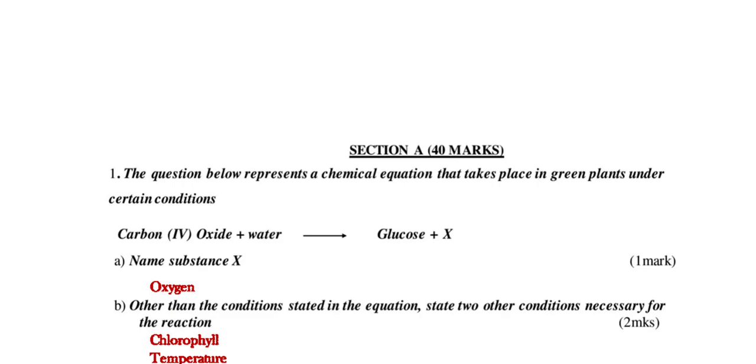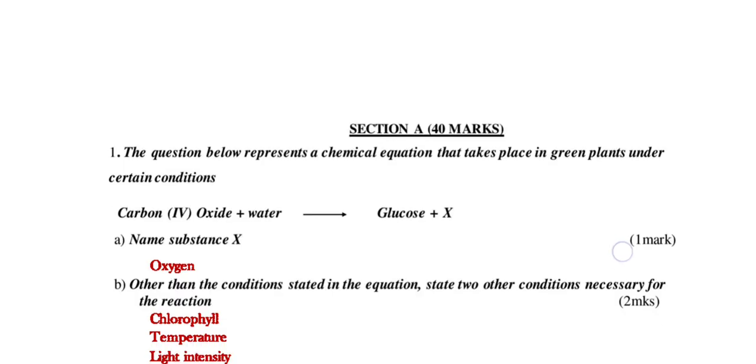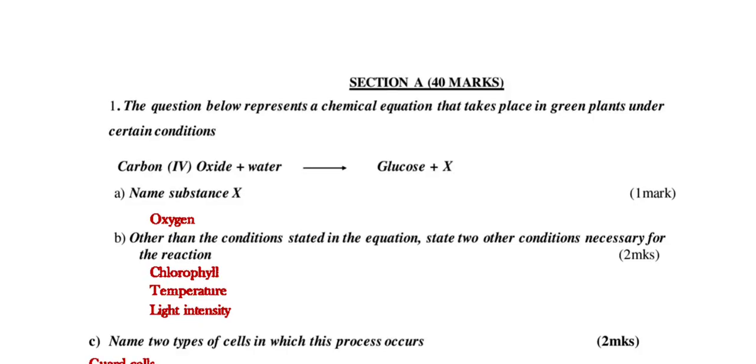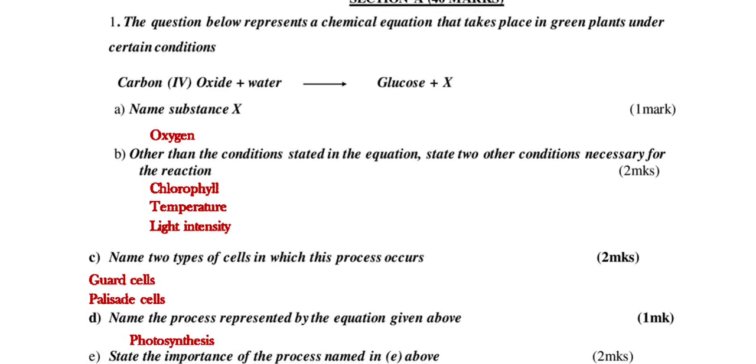So the first question was: the question below represents a chemical equation that takes place in green plants under certain conditions. Carbon dioxide plus water to glucose plus X. Name substance X. So substance X is oxygen. B says, other than the conditions stated in the question, state two other conditions necessary for the reaction. So we have chlorophyll, temperature, and light intensity.